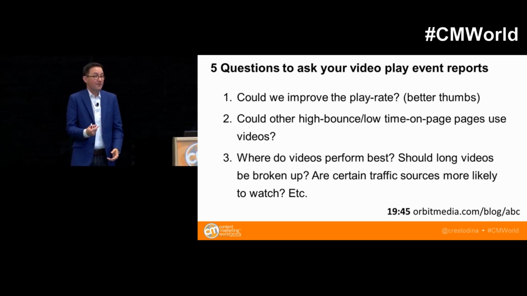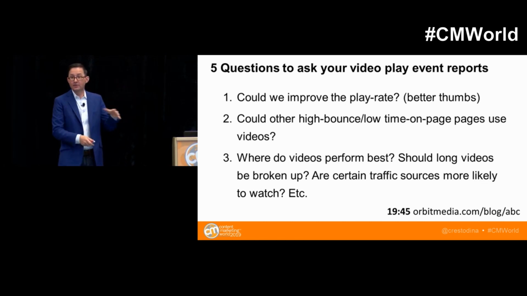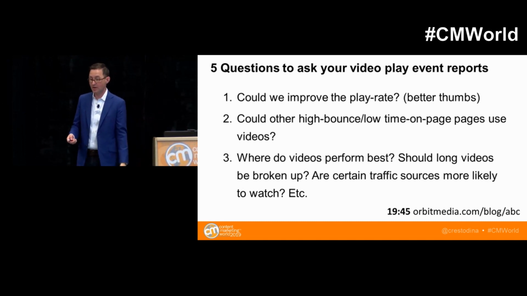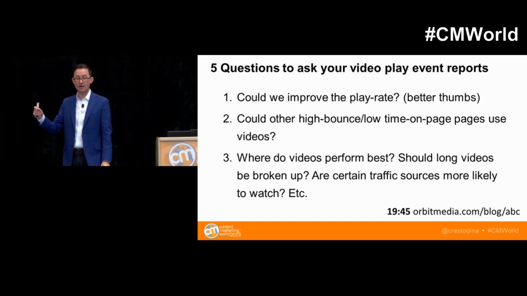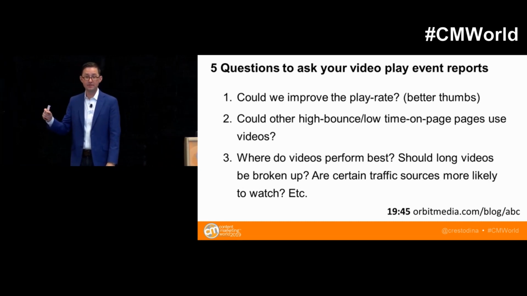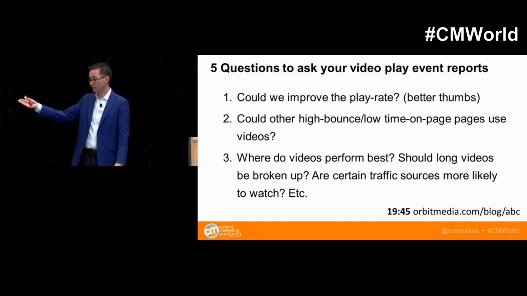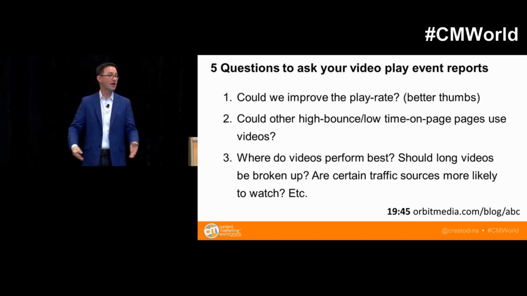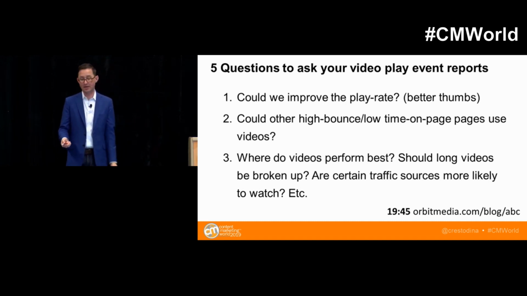Brighter colors, a face, put the headline, right? Look at how the pro YouTubers maximize their play rates. So that would be an example of a decision I could make based on this number. Could you add this to high bounce, low time on page, other pages? Absolutely. This would be a way to improve engagement. I've measured the performance of this content, and I've decided I can get this advantage on other places with a further investment of time or money in video.